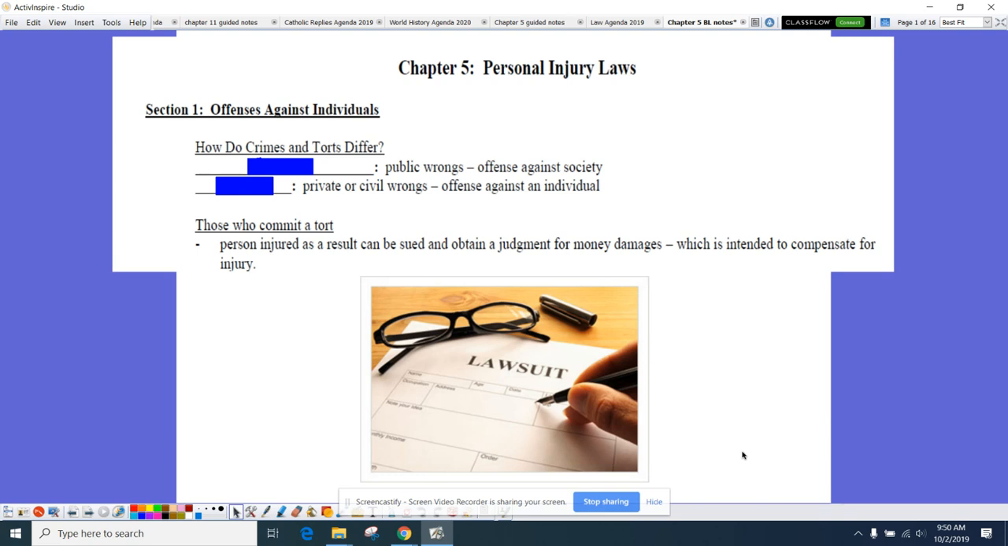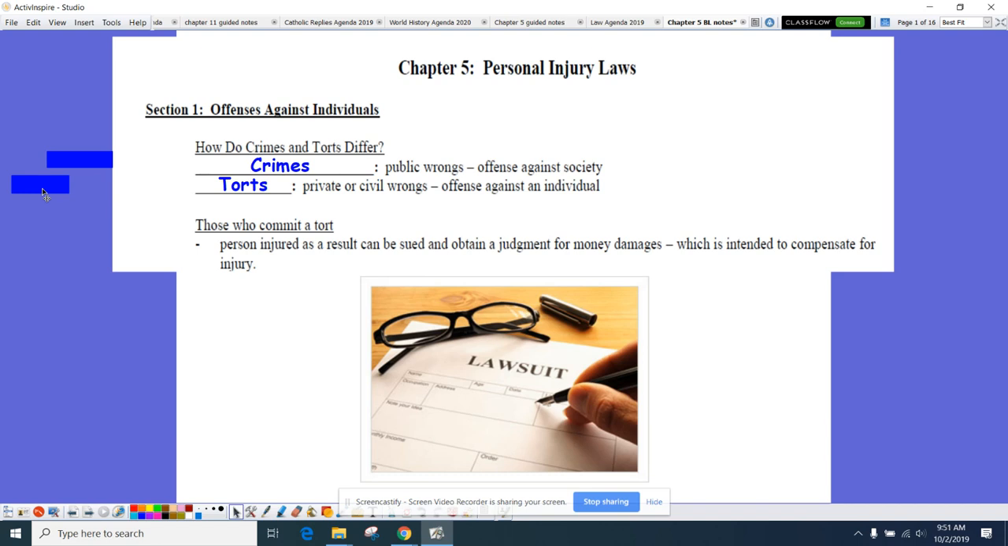We're going to talk about personal injury laws, and we're going to talk about offenses against individuals. So, how do torts and crimes differ? Crimes, for the most part, are public wrongs or offenses against society, whereas torts are private or civil wrongs. In other words, it's a person versus another person.